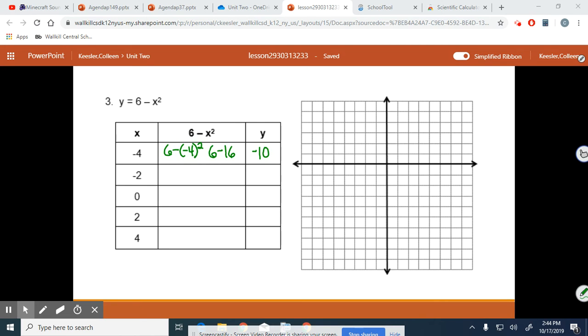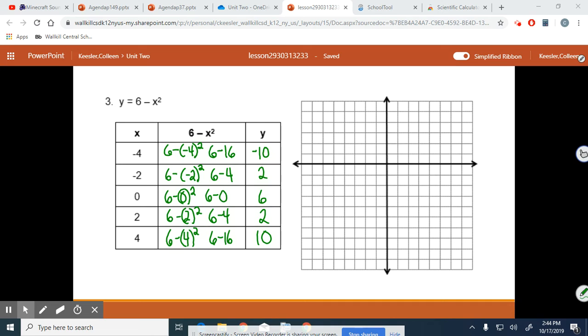Then we plug in -2, so we get 6 minus -2 squared, which is 6 minus 4, since -2 times -2 is 4. We got 2. Then we plug in 0: 6 minus 0 squared, which is just 6 minus 0, which is 6. Then we plug in 2: 6 minus 2 squared, which again is 6 minus 4, so we get 2 again. And then 4: 6 minus 4 squared, which is again 6 minus 16, so we get -10.